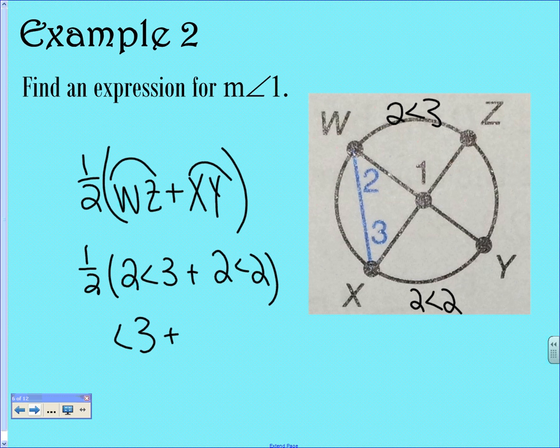And what is 1/2 of 2 times angle 2? So that's true too. You could also use the remote interior triangle theorem. This is remote interior. This is our exterior angle, and it equals the sum of the 2 remote interior angles, 2 and 3. Okay?